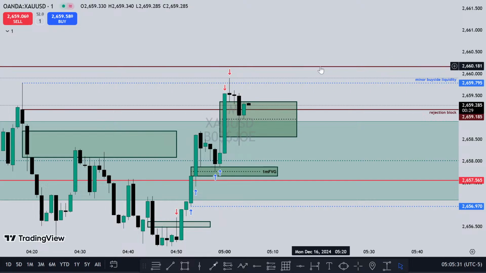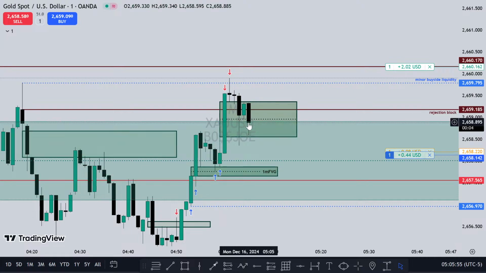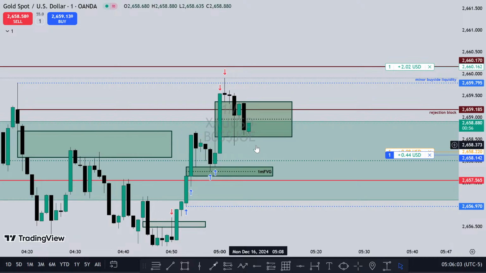Anytime price closes below this consequent encroachment, that's problematic. That means there's high chance of me being stopped out. So that's why you will always see me take partial profits. I don't joke with partial. I want to make sure that once I see my out of the market, I take it.